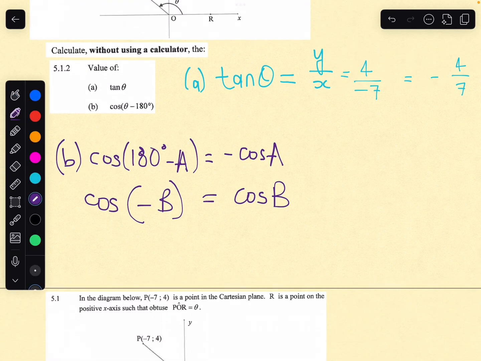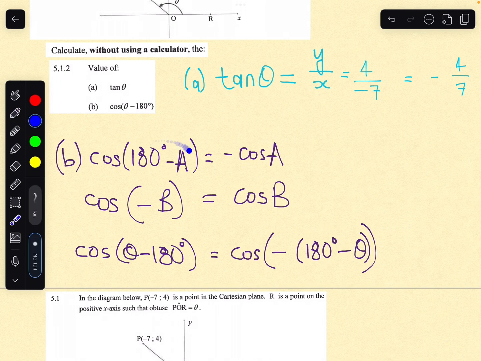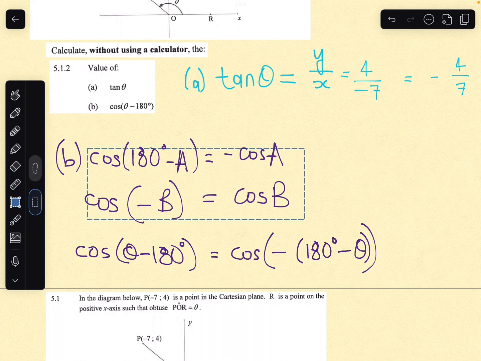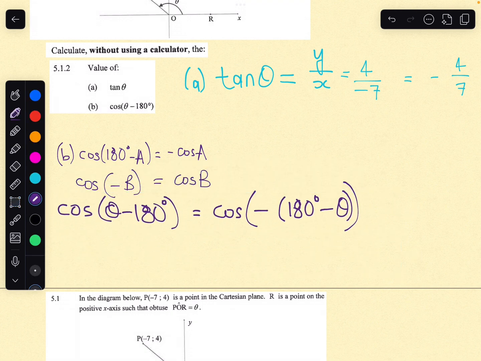So how this goes then is cos of theta minus 180 is the same as, if we factor out a negative there so that we can switch the difference around, right? So that it looks like the angle for which we know the rules. I'm just going to shrink this now. Okay, right. And so now, using this second rule over here, we know that cos of negative something will be equal to cos of that same something, right?